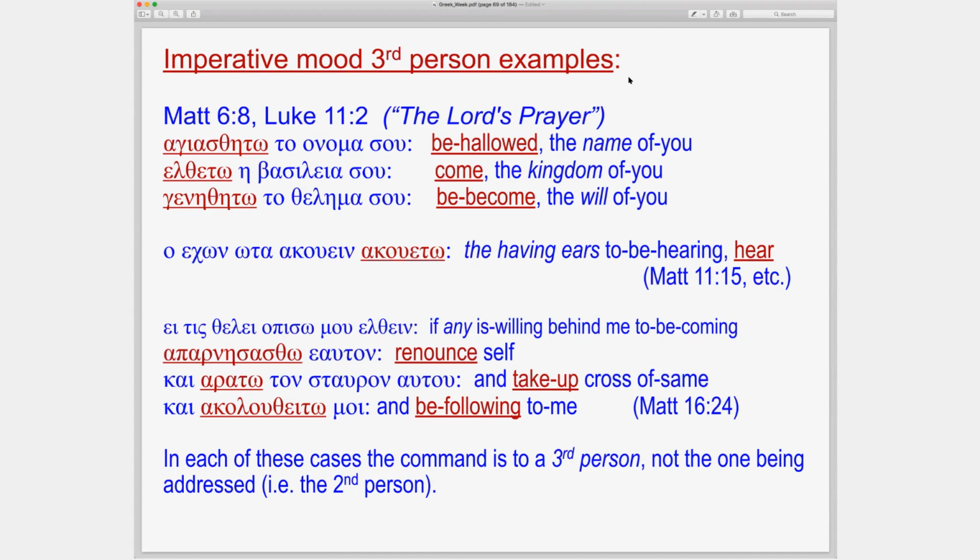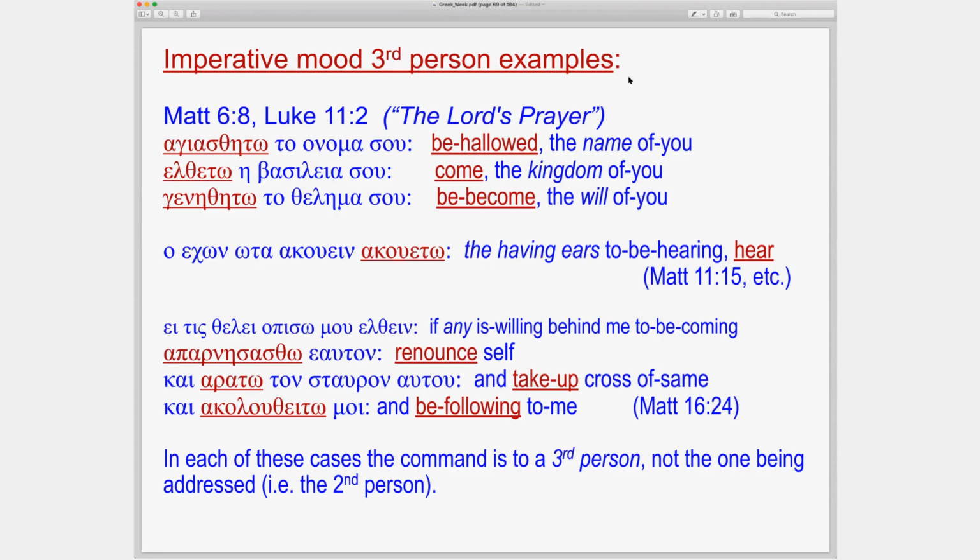Okay, so the command is to a third person. No way to exactly express it. You see, be hallowed the name of you. He's not commanding God. He's commanding that the name of God be sanctified.